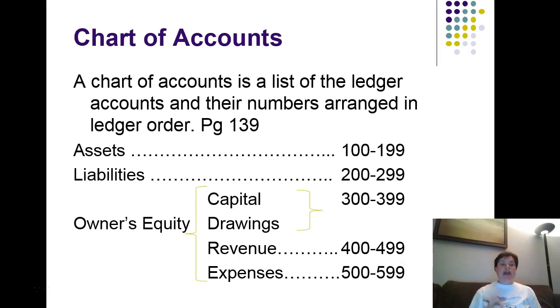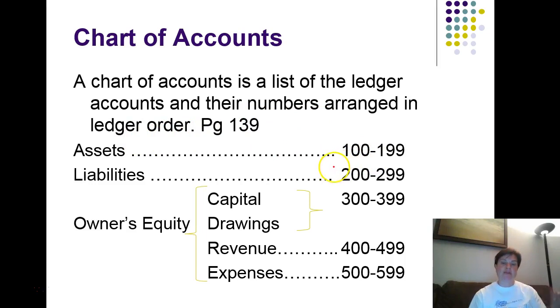So now we're going to create what we call a chart of accounts. So we're going to basically give every account a number. Accountants like to be super organized. And so what they do to stay super organized is they have a chart of accounts that lists the ledger accounts or the T accounts and their numbers. They're arranged in what we call ledger order.